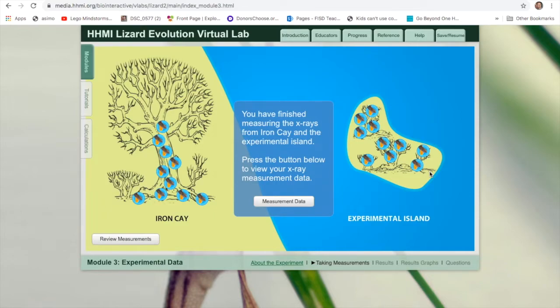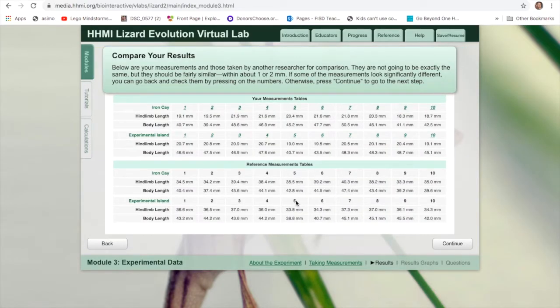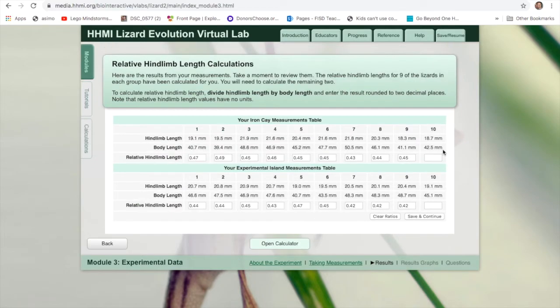Now I've completed both of these groups of lizards and done all of their measurements. I do have a data table here. This is what you should be able to generate.